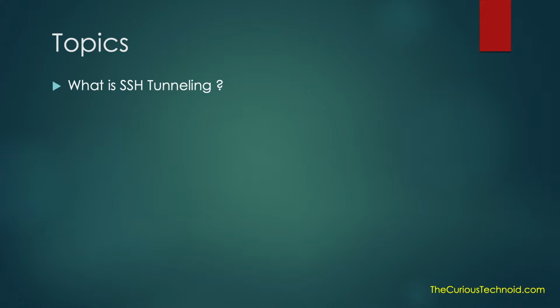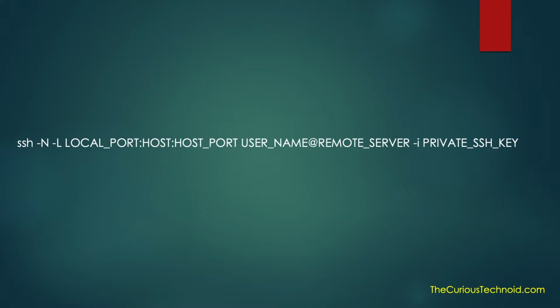There are three different types of SSH tunneling: local port forwarding, remote port forwarding, and dynamic port forwarding. Today we will look at local port forwarding, which is one of the most useful and widely used. First, let's look at the syntax. This is the syntax used to create an SSH tunnel.